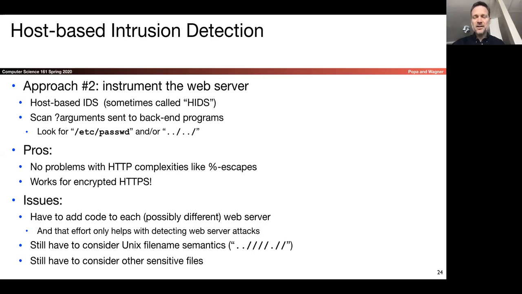You do still have to consider things like file name semantics that are happening a level below your host-based intrusion detection, and worry about those kinds of evasion attacks. So evasion attacks are not completely gone. You've just reduced the scope for them.